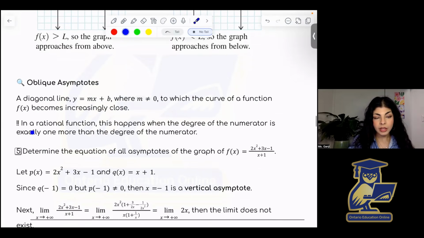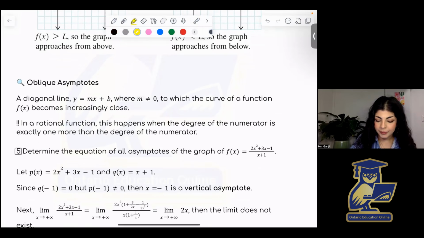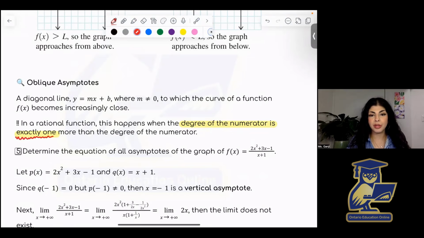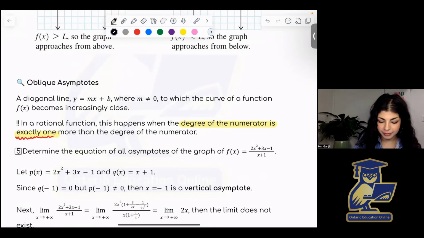And as a general rule of thumb, in a rational function, this happens when the degree of the numerator is exactly 1 more than the degree of the denominator. Maybe I'll underline this one. Exactly 1 more than the degree of the denominator. I'll change that for you.